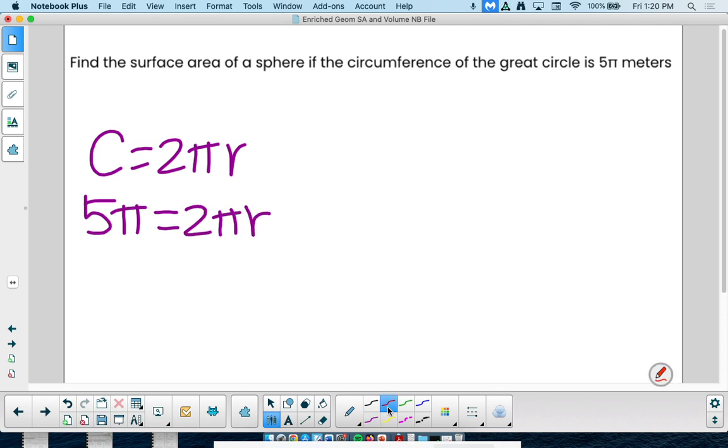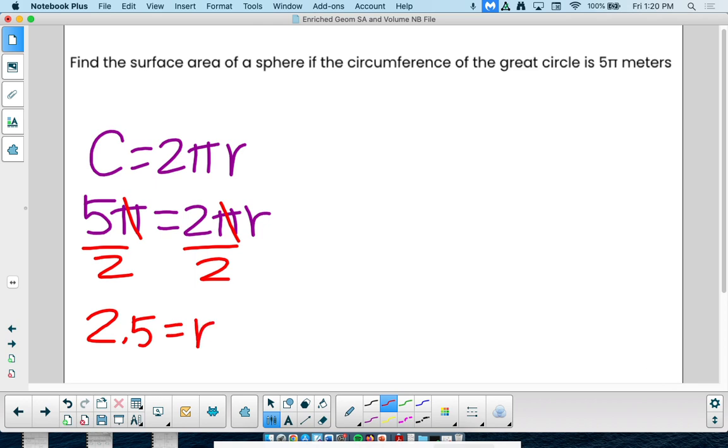What's going to happen to our pi's on both sides? They cancel. Cancel them out. And then how do I get r alone? Divide by 2. What do we get? 2.5. 2.5 is our radius. And now we just plug in.